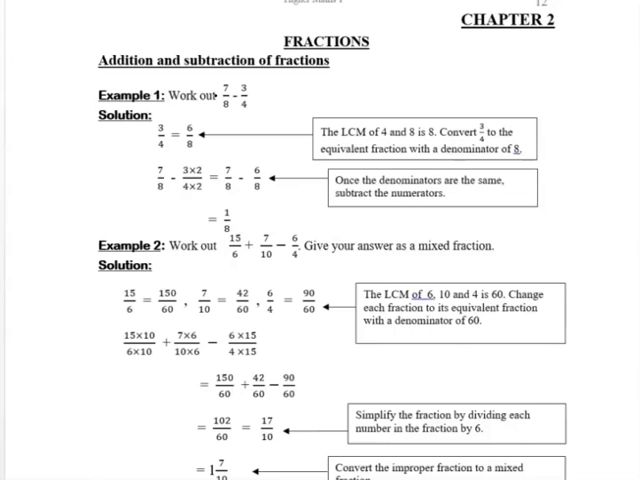So we have to times the denominator by 2 to get 8. So we times the numerator by the same number we times the denominator. So we're going to get 7 over 8 minus 6 over 8. Now our answer would be 1 over 8.